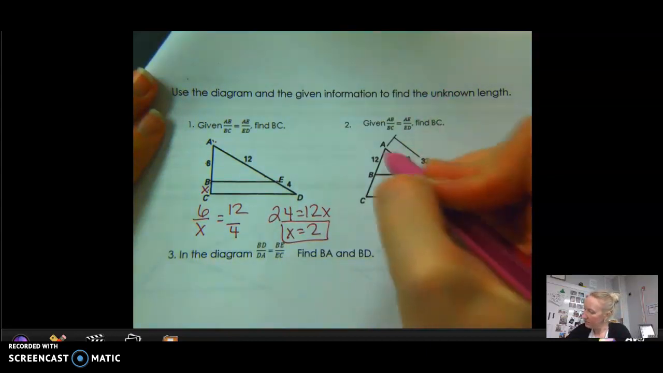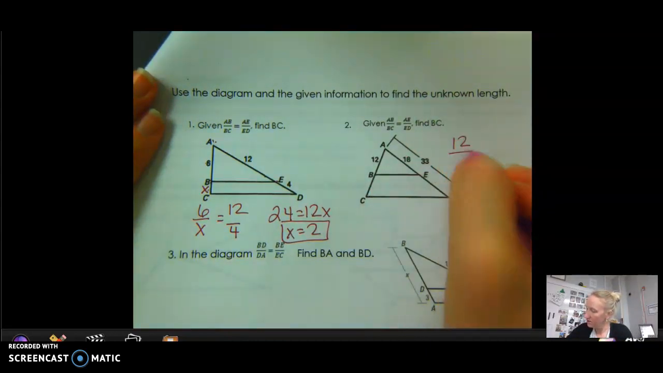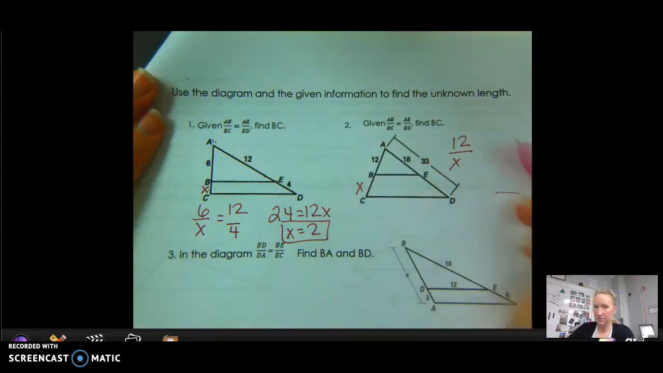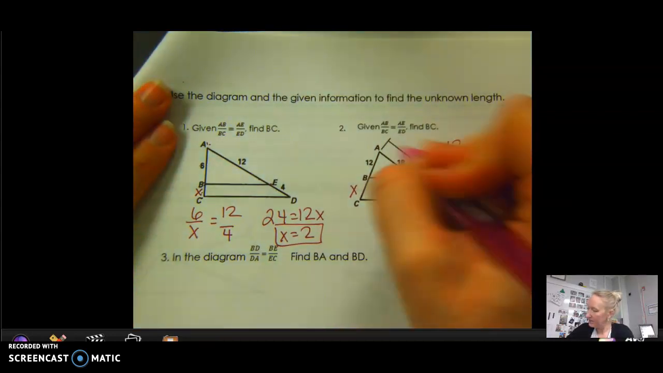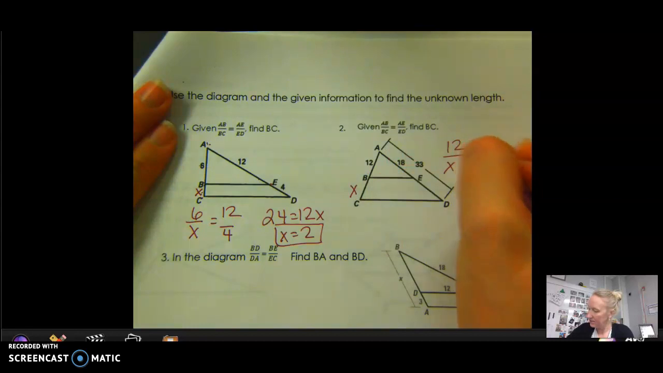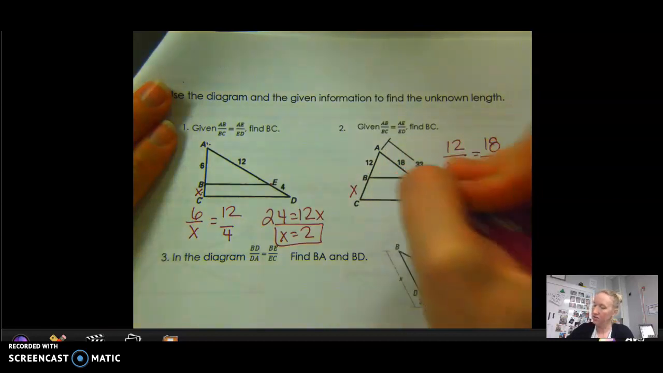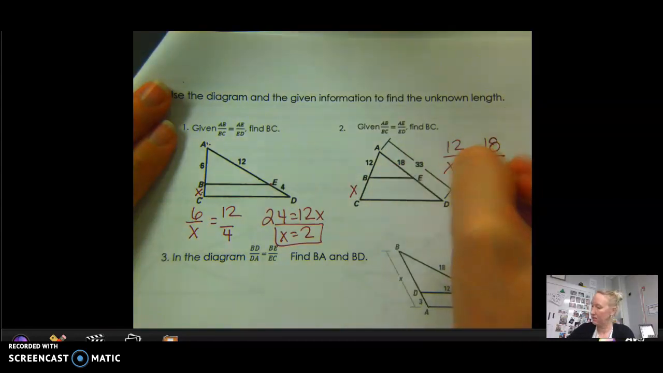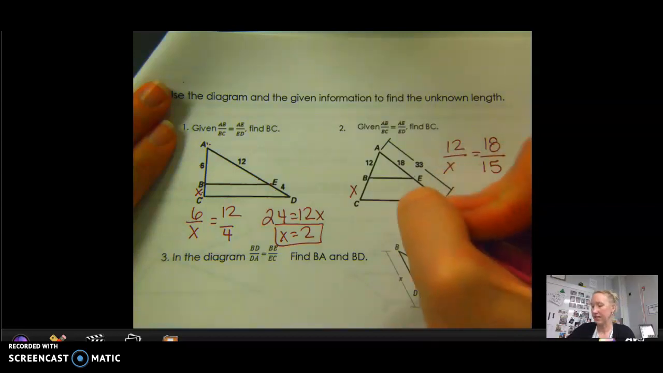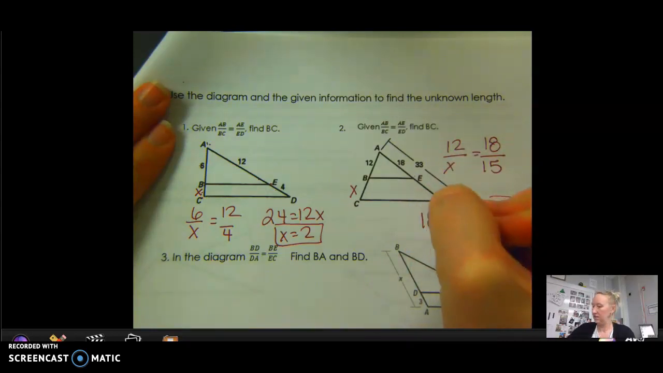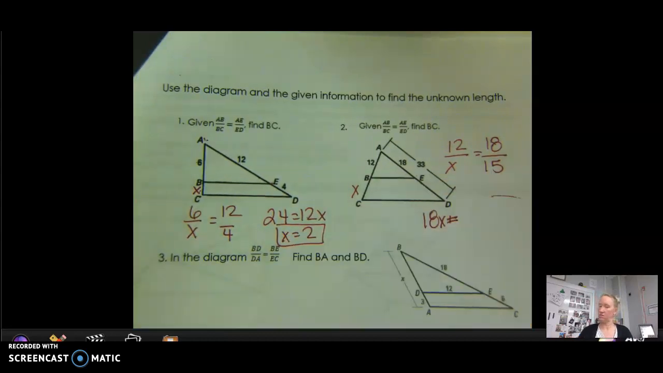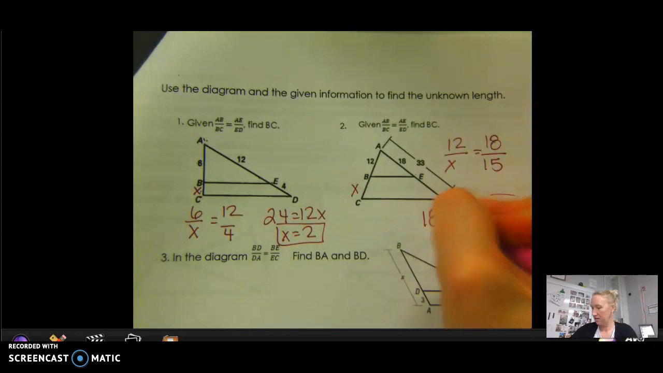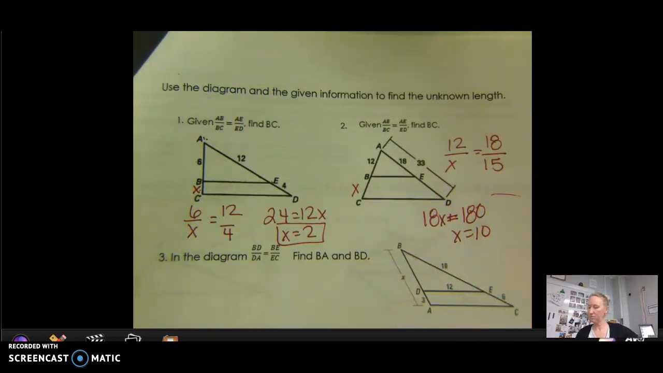Here, AB, which is 12, over BC, which is x, we don't know that one, equals AE, which is 18, over ED, so 33 minus 18, that would be 15. Cross multiply, and I get 18x equals 12 times 15, which is 180. So divide by 18, x equals 10.